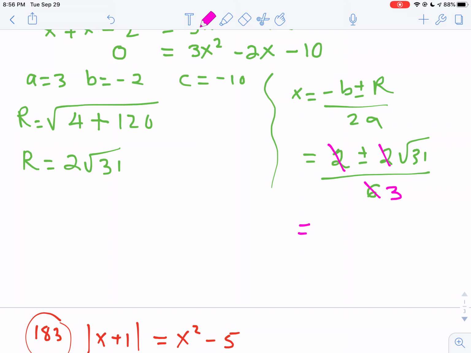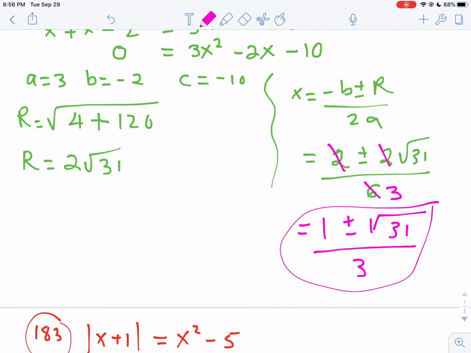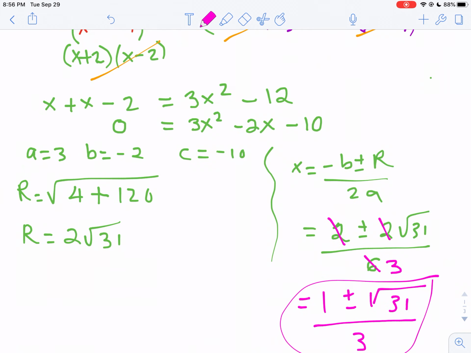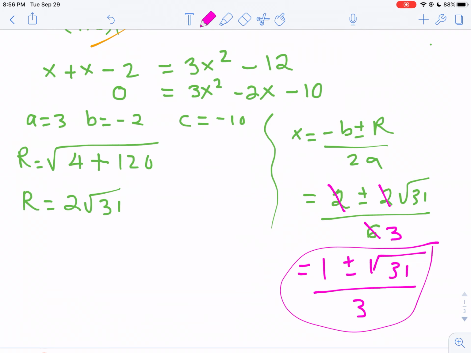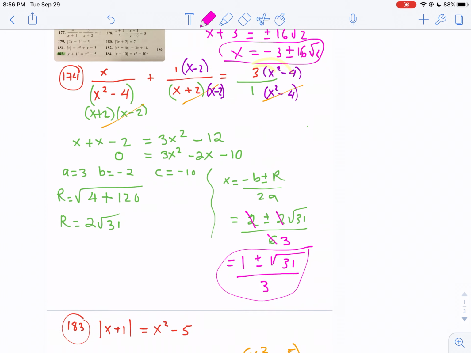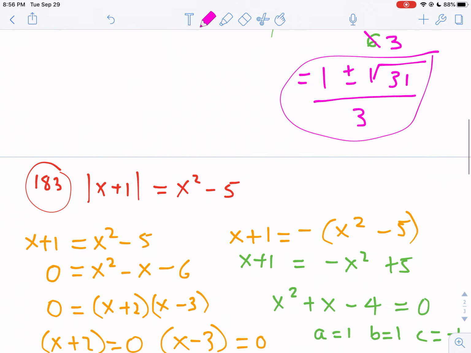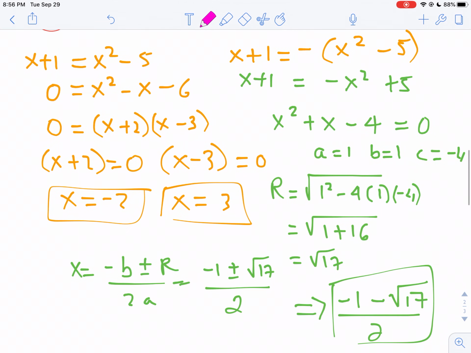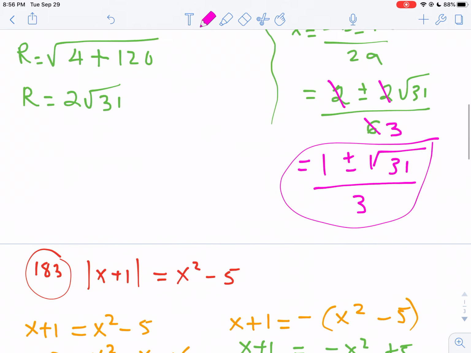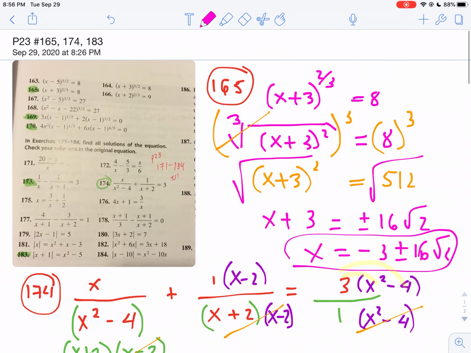So your answers are 1 plus or minus 1 times radical 31, and you can write the 1 or not, over 3. I've already checked the back of the book, and those are the answers. Hopefully this will help you, by me doing these problems, making mistakes, correcting myself, and teaching you how to be very careful and check your own work. So hopefully this helps you.